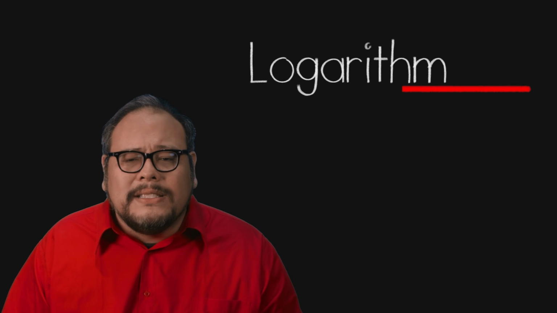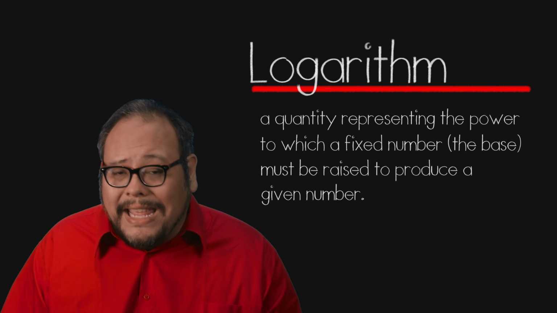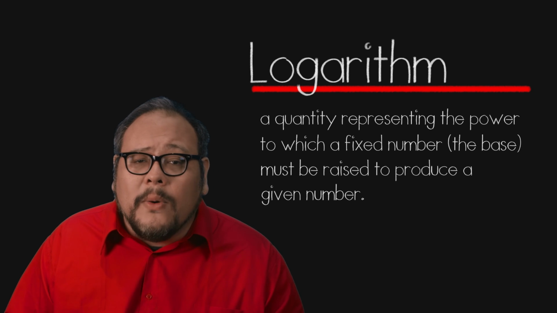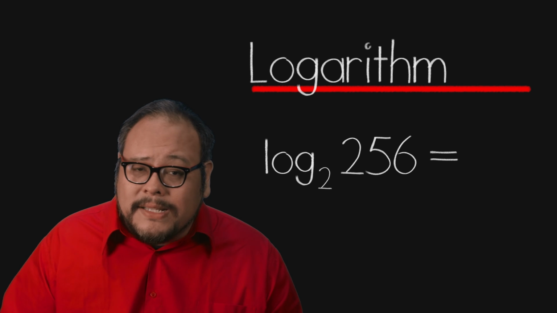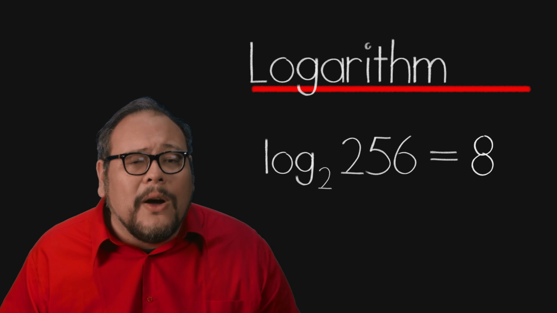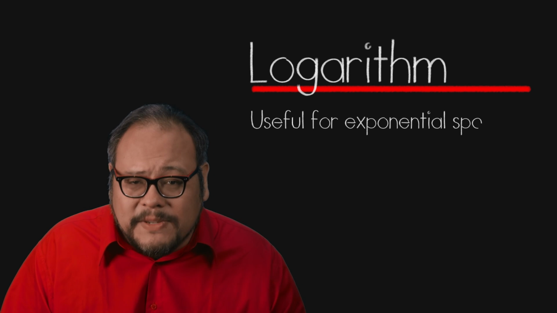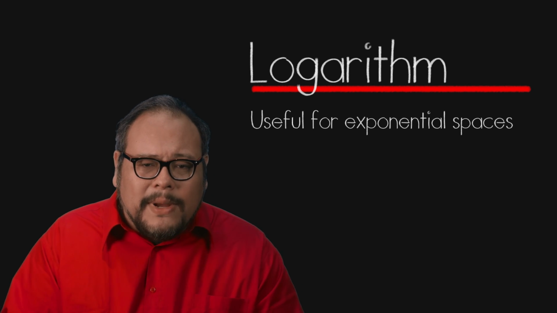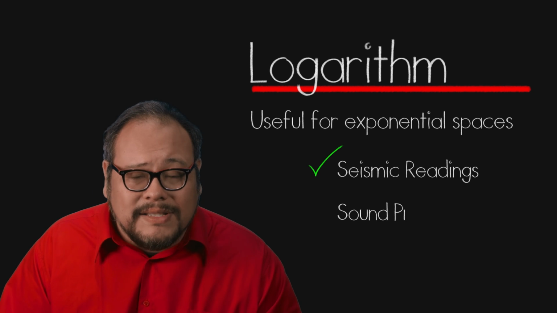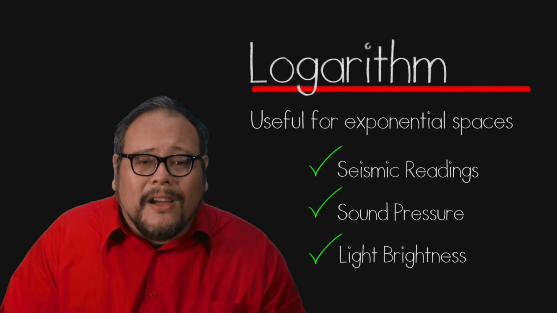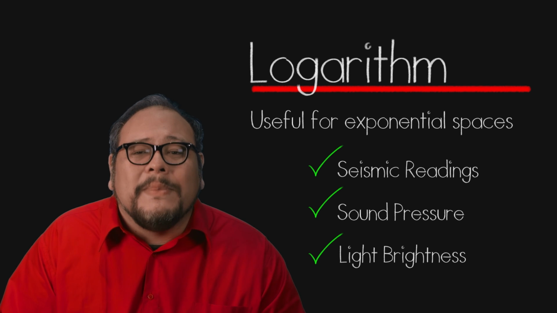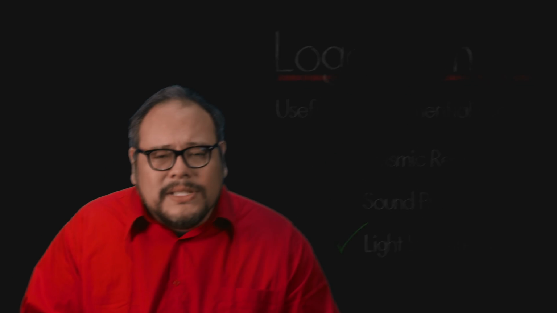Log is of course short for logarithm, which you remember from math class is the number that a base must be raised to equal that number. So for example, the log with a base of 2 of 256 is 8, because 2 raised to the 8th power is 256. Logs are really useful for working with exponential spaces of magnitude. That's why we use log scales for things like seismic readings, sound pressure, and light. Talking about stops is using a logarithmic scale with a base of 2. So it makes total sense to encode our video signal into some sort of log system.